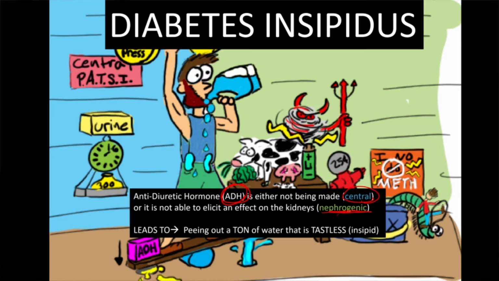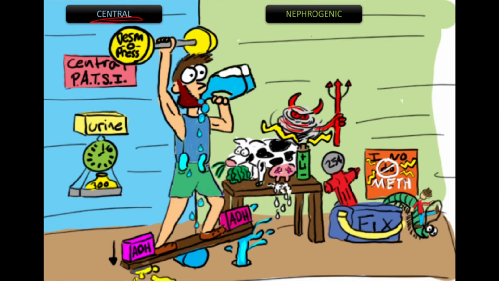Believe it or not, way back when they used to just taste your pee, see if you had diabetes. So if you're peeing out a ton of water and it's not sugary, then it's diabetes insipidus. Now you know. Nephrogenic, central's over here in the blue. Nephrogenic over here on the green side.